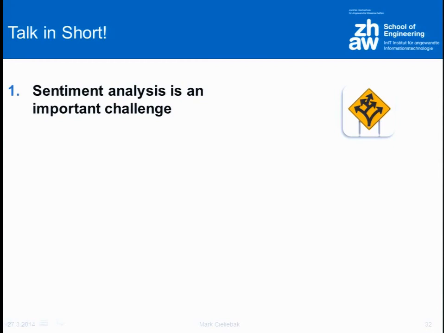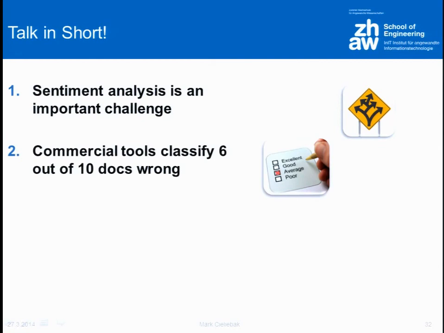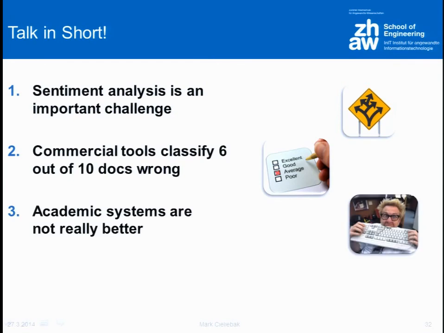Next, commercial tools classify 6 out of 10 dogs wrong. I had this image, and I didn't know if I would like to put it on the slide, because I still want to work with these commercial tool providers. But, okay, so it's at most average. Basically, academic systems cannot do better. So nobody can do sentiment analysis at the moment.